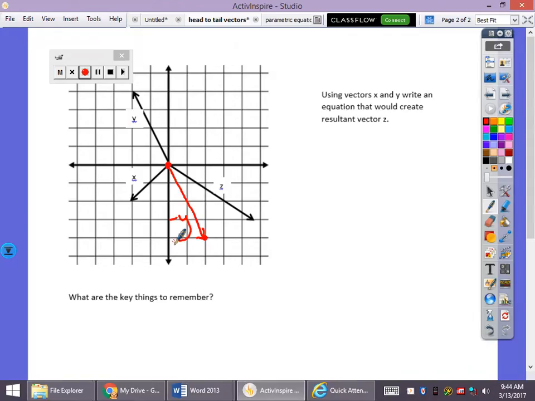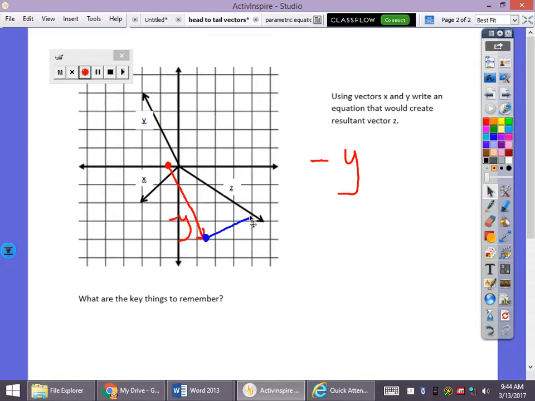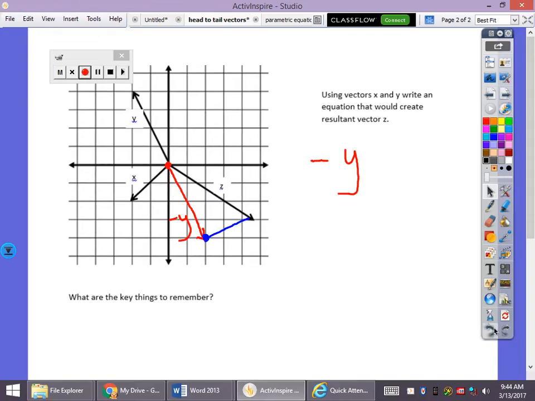Now which would you like? So we have a negative Y on the paper. Then how do I get from this tail to the other tail? Negative X. Okay, so initial here, terminal there. And this was what type of X? How do you know it's a negative X? It's pointing the opposite direction. Excellent.